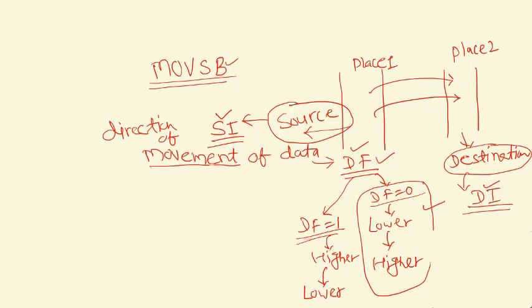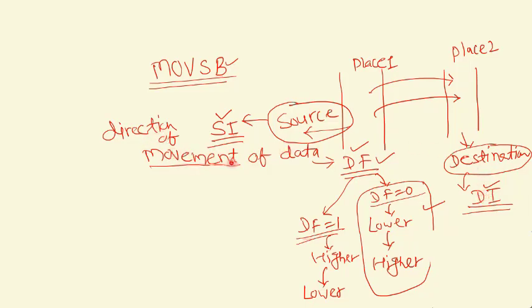One more thing: how to clear the direction flag and how to set it. We are just discussing some basics of how the string operation is performed. We have taken one example, MOVSB, where byte data has to be moved from one place to another. Place 1 is the source, and this other memory location is the destination. The location of the source is indicated by SI, the source index register, and the location of the destination is indicated by DI, the destination index register.